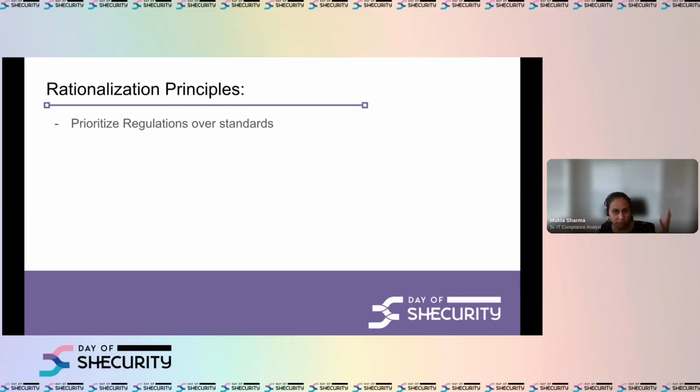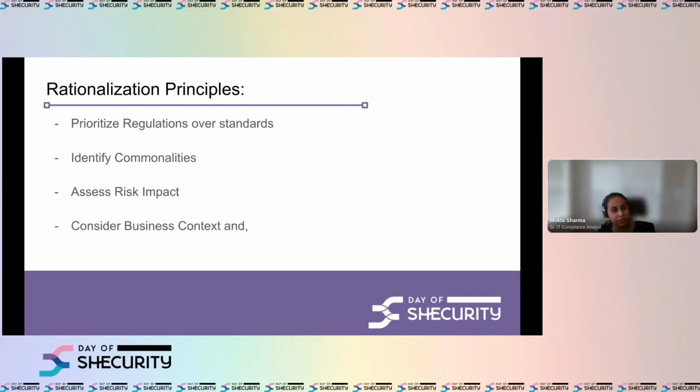So I'm reiterating the rationalization principles: prioritize regulation over standard, identify commonalities, which means if there are overlapping controls, identify them, assess the risk impact, risk ranking: which control is absolutely necessary, must haves, and which ones are nice to have. Other thing that you need to consider is business context. Does the control meet the business expectation? Is it helping our business grow, or is it just an unnecessary overhead? Last thing is, sorry, leverage existing controls. So if you already have internal compliance programs that are being used by your organization, leverage the controls from them to add value to your customer and company.